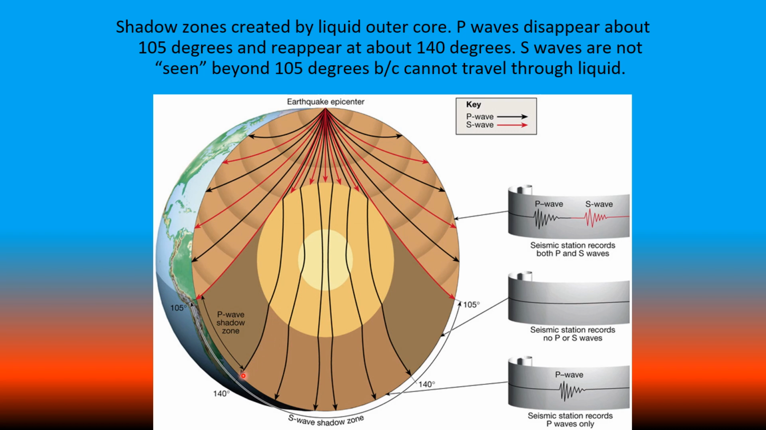So we call this the S wave shadow zone. And that's what leads us to believe that, based on thousands and thousands of measurements around the Earth, that's how they've come up with the depth or circumference or diameter, however you want to think of it, of the inner core, and the fact that its composition is liquid.